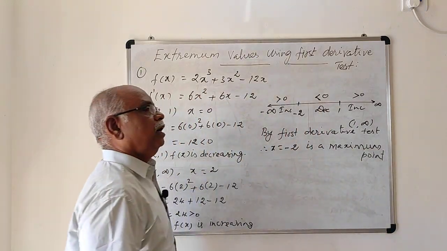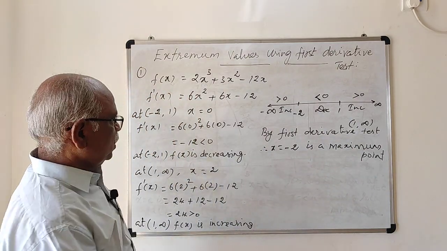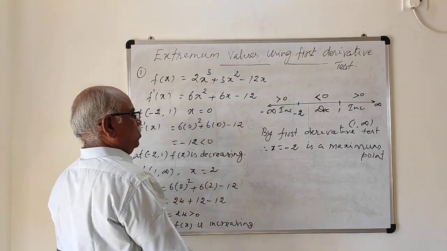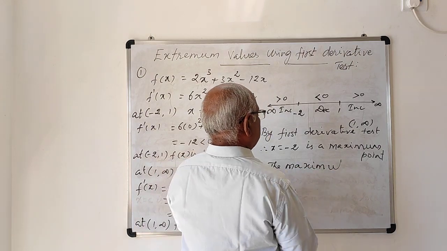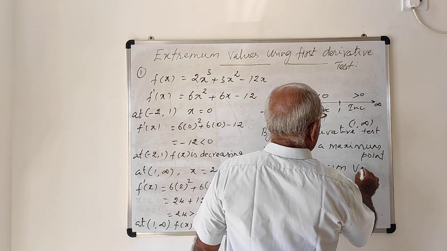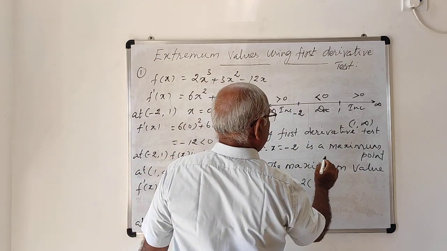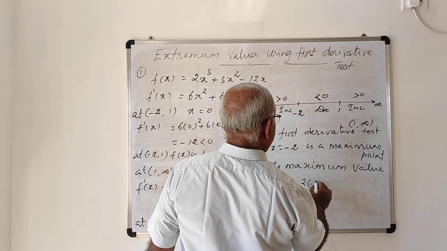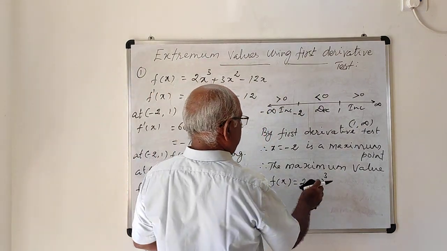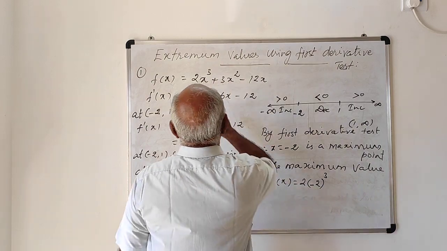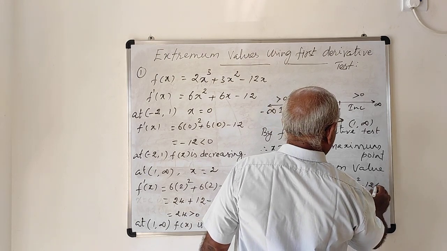x equal to minus 2 is a critical point, and f dash of x changes its sign from positive to negative, therefore x equal to minus 2 is a maximum point. Therefore the maximum value, if you substitute minus 2 in the function, you will get it. The maximum value of f of x is 2 into minus 2 cube plus 3 into minus 2 square minus 12 into minus 2.